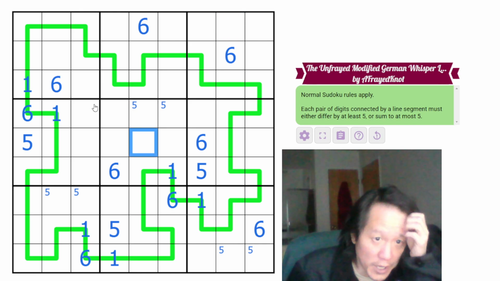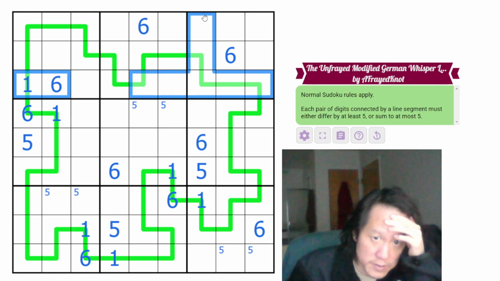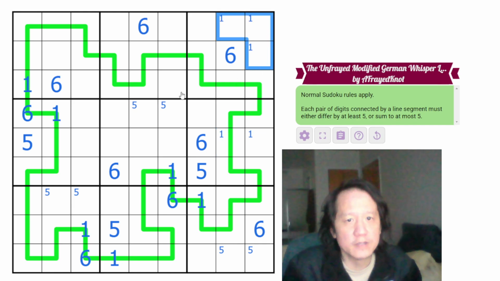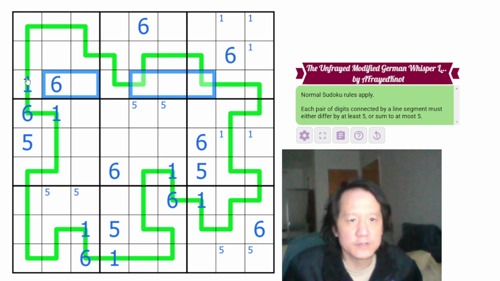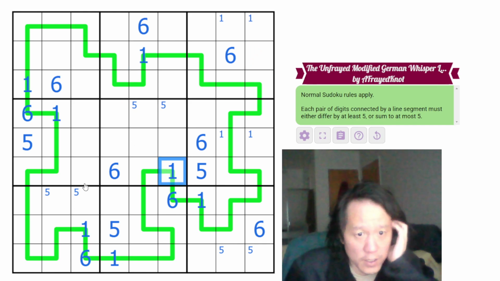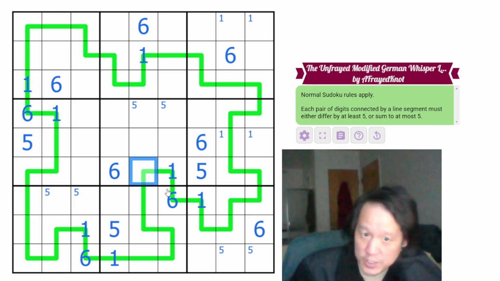Okay, 1. Where are the 1s? This can't be 1, and this can't be 1. One of these two is a 1. One of these three is a 1. And so this can't be 1. This is the only place for 1, so this can't be 1 then. This is 1, so this could be with any of the digits. 1 can be with any of the digits.